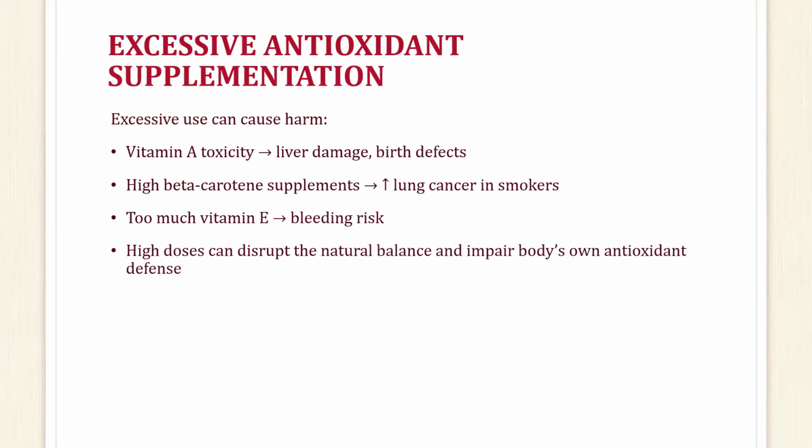Excessive antioxidant supplementation. Excessive antioxidant use can cause harm. If there is excess of vitamin A, it can lead to vitamin A toxicity, which causes liver damage and birth defects. High beta carotene supplementation increases the risk of lung cancer in smokers. If there is too much vitamin E, it can lead to bleeding risk. So high doses can disrupt the natural balance and impair the body's own antioxidant defense mechanisms. So they should be taken within the normal limits and the daily reference intakes, which have been told in the guidelines.